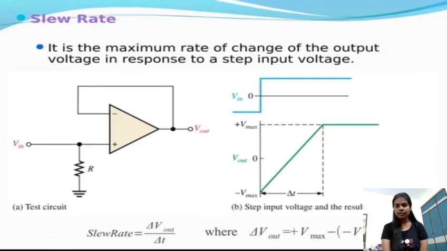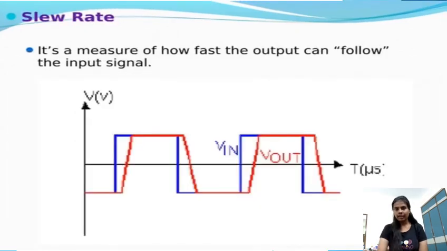Here the slew rate is delta Vout by delta T, where delta Vout is equal to plus Vmax minus minus Vmax. Slew rate is a measure of how fast the output can follow the input signal. The graph shown below shows how fast the Vout is following the Vin signal.